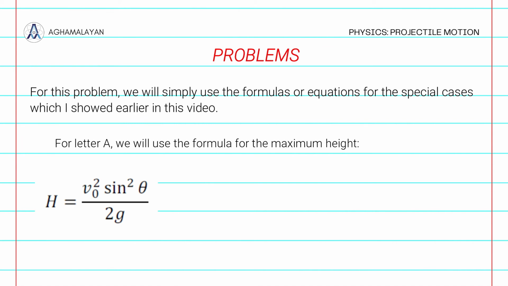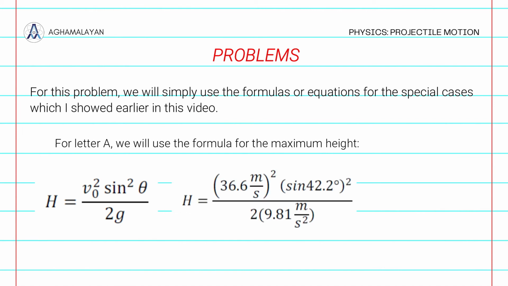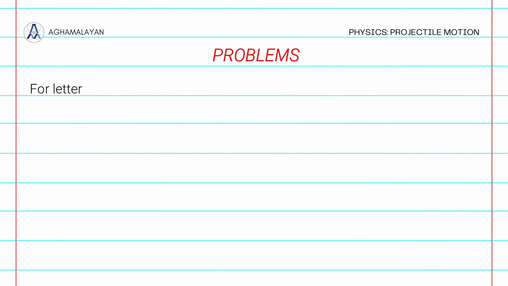Since everything is given in the problem, we will just substitute the values, and we will have h, or maximum height, equal to 36.6 meters per second, you square the entire thing, times sine 42.2 degrees squared, again the entire thing squared, all over 2 times 9.81 meters per second squared. Inputting that into your calculator, you will have a final answer of 30.8378 meters.